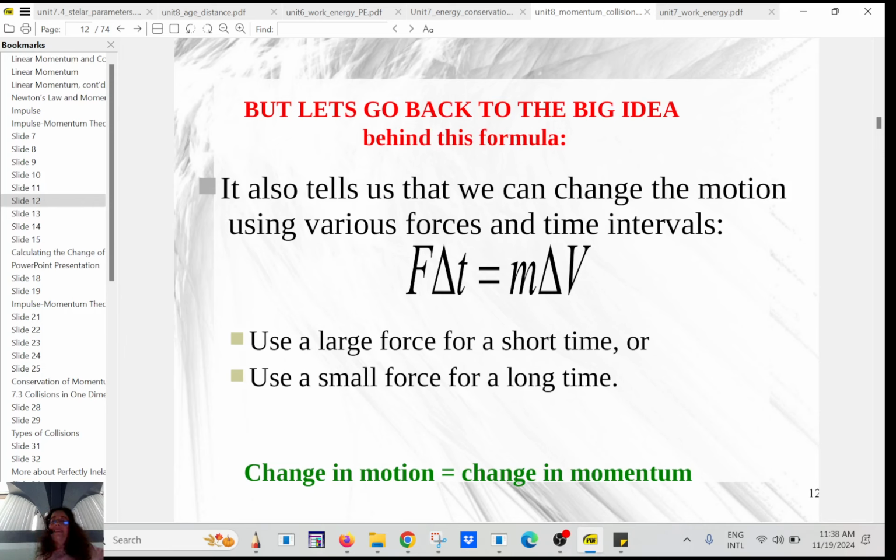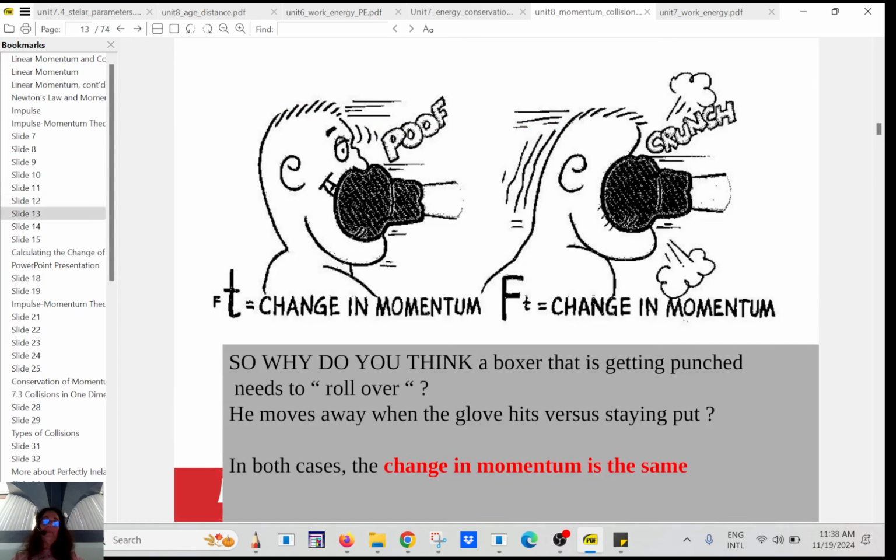But you see, the impulse equals the change in momentum.